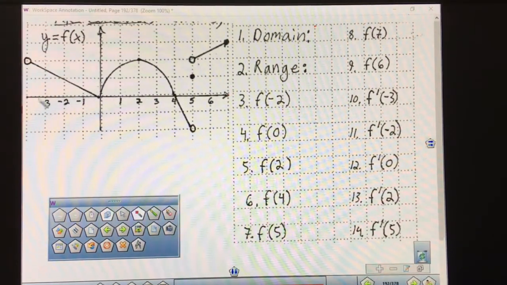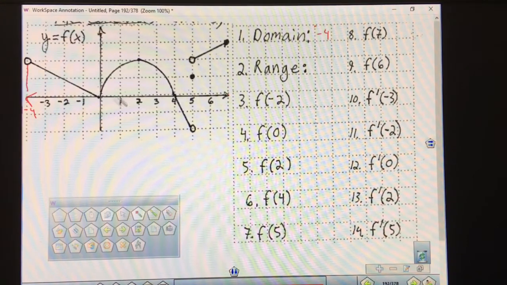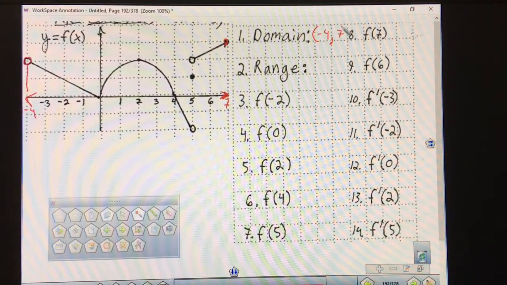The domain is going to be the furthest left x value, and the furthest left x value would be negative 4. All the way over to the furthest right x value, and that would be positive 7. And this is going to be in interval notation, so notice it's an open circle over here on the negative 4, so because it's an open circle, it gets a parenthesis. And it's a closed circle on the 7, so it's going to get a bracket.